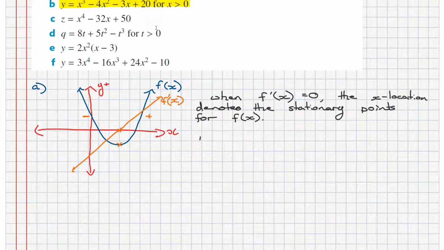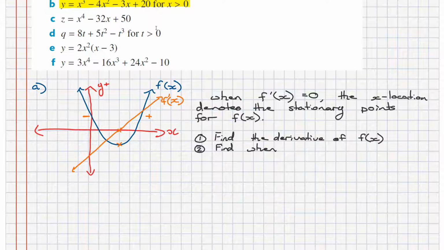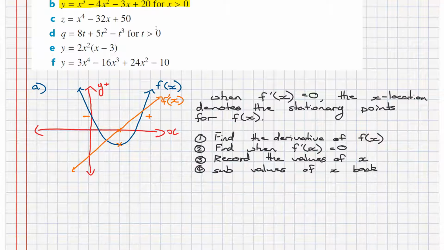So simply, one, find the derivative. Second, find when the derivative is equal to 0. Record the values of x. And then finally, substitute those values of x back into f of x. Thus, you deduce the stationary points, so the locations of the stationary points.